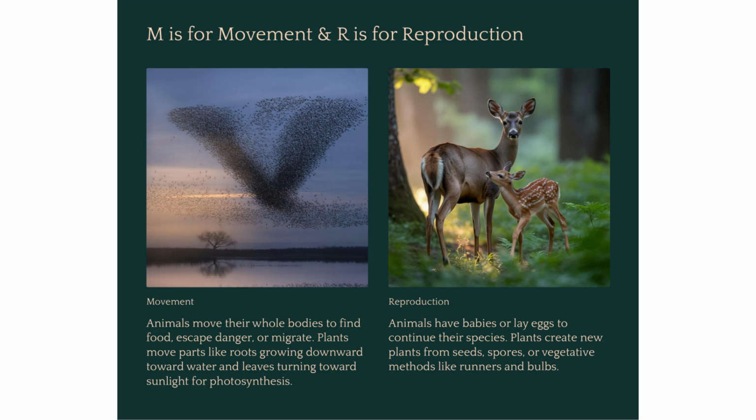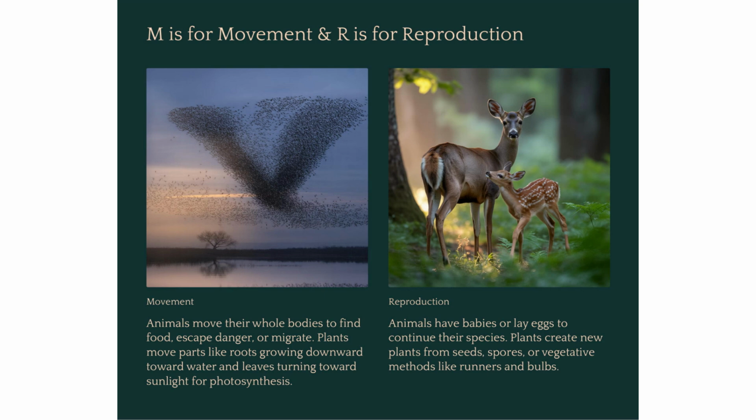Let's look closer at the first 2, movement and reproduction. Animals move their whole bodies to find food, escape danger, or migrate. Plants move too. Roots grow downward toward water, and leaves turn toward sunlight for photosynthesis.